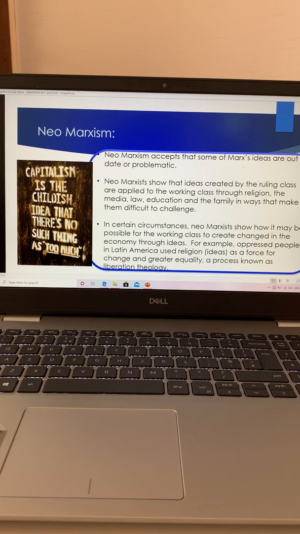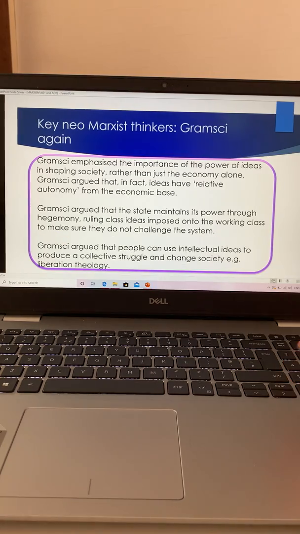more institutionally wide, so things like religion. So oppressed people in Latin America, a bit of AO2 here, using religion as a force for change and greater equality, called the liberation theology. Have a look, it's really interesting and really relevant to beliefs. So using institutions to exploit people in a way that's positive or negative.